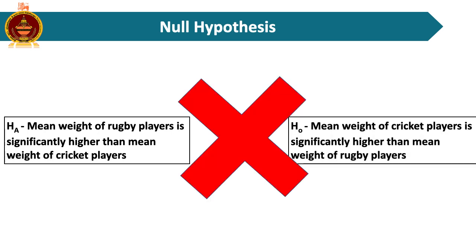Many students state the null hypothesis as: mean weight of the cricket players is significantly higher than mean weight of rugby players, which is not correct. We need to understand clearly that the null hypothesis is not the opposite of the alternative hypothesis but the negative form. We need to state that mean weight of rugby players is not significantly higher than mean weight of cricket players. This is one of the common mistakes and misconceptions in statistics.